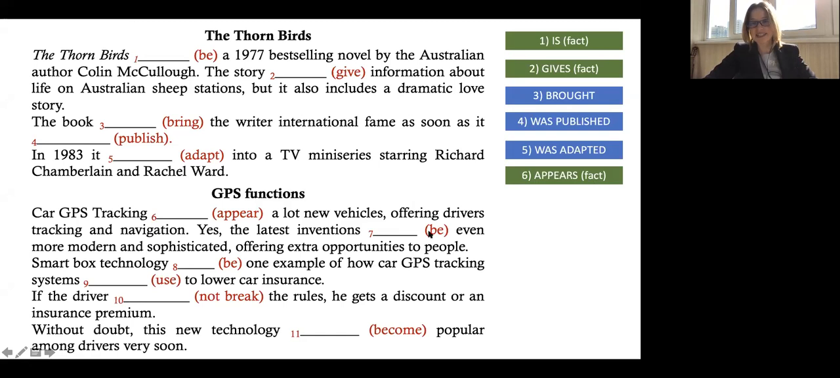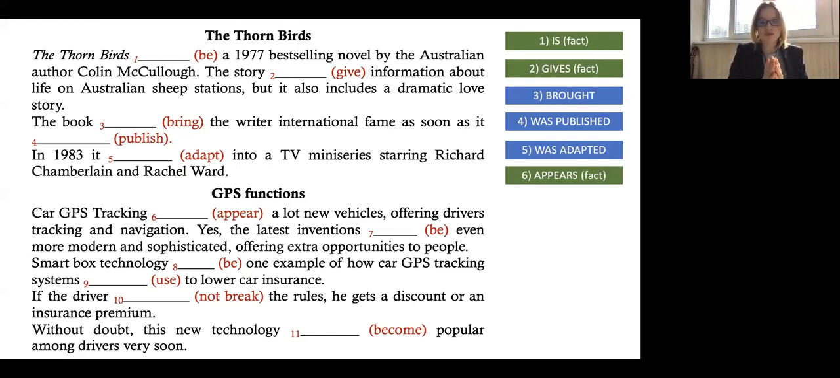And again, it's the fact in the present. Let's test it. Car GPS tracking appears in a lot of new vehicles, offering drivers tracking and navigation. It is directly connected with the present moment, not with the past one, according to the context, because GPS functions develop and appear in the present moment. In general, we don't have a time indication in this sentence, unfortunately, and it's quite difficult for us to analyze it and to choose the tense, whether we should use the past indefinite or the present indefinite tense in this context.